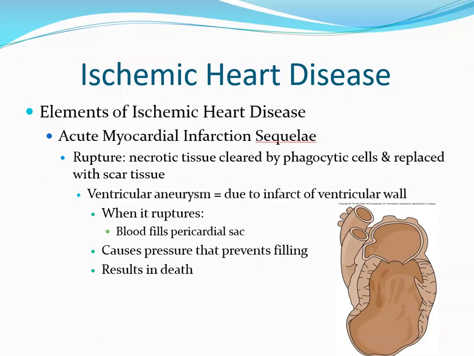One area of rupture would be in the ventricular wall, resulting in a ventricular aneurysm. This is due to an infarct in the ventricular wall. When it ruptures, blood now will fill the pericardial sac. This will cause pressure that will prevent the normal filling action of the ventricle and can quickly result in death.